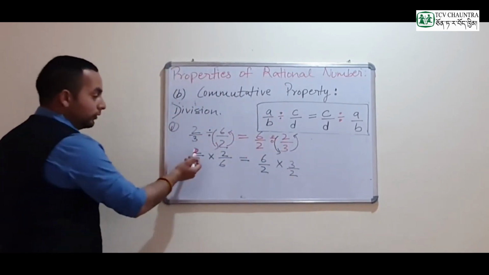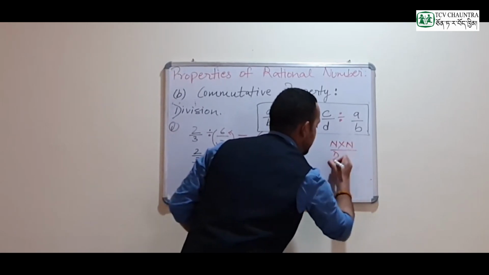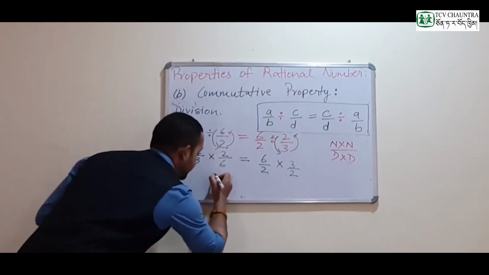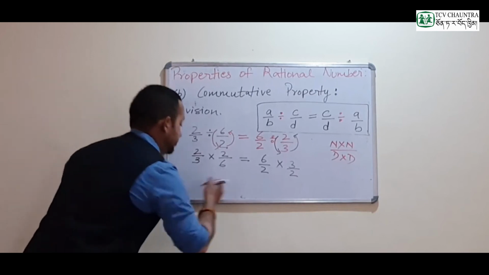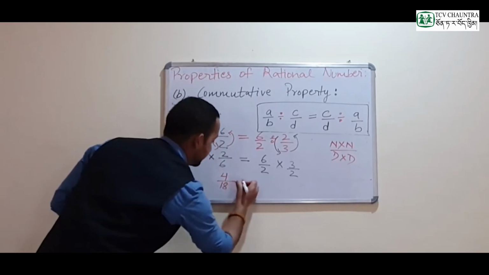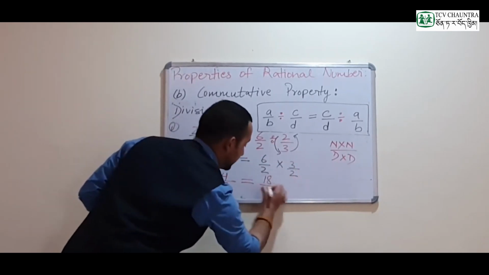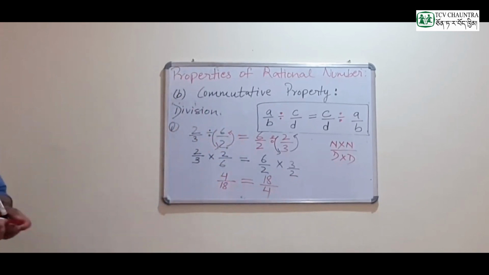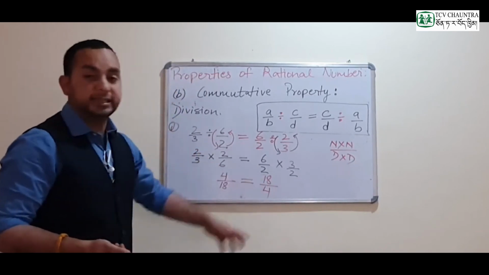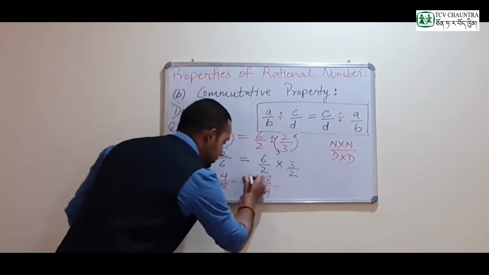Now we are using the formula that numerator always multiplies numerator, denominator always multiplies denominator. So 2 multiply 2 is 4, 3 multiply 6 is 18, equals 6 threes are 18, 2 twos are 4. Now see, it's totally different, right? It's 4 upon 18 and it's 18 upon 4.